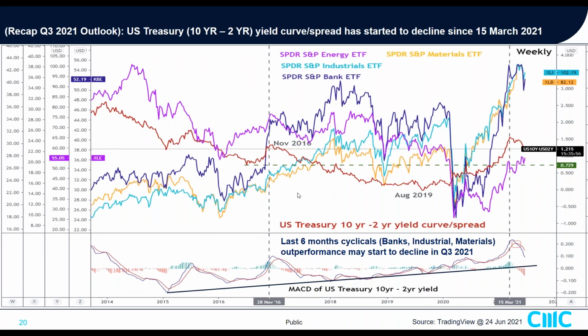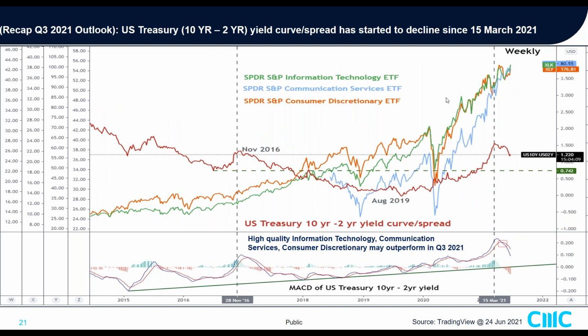Okay, so this was in Q3, right? Very quickly, at that point in time, we were looking at the previously outperforming banks and industrial materials, whose outperformance may start to decline because of this yield curve coming downward, due to the technical configuration. At that point in time, because of the declining yield curve, it actually benefited the technology sector, the communication services, like Facebook and Google, and consumer discretionary. All right. So that was in Q3.